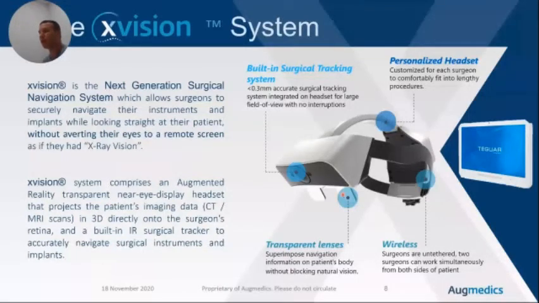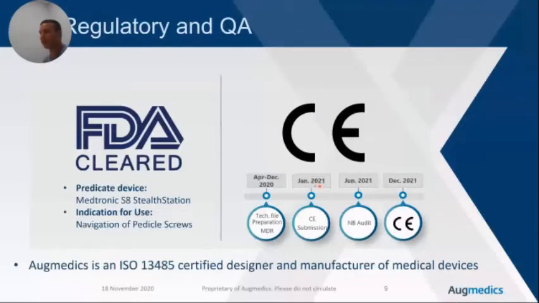So we got our FDA clearance at the beginning of this year, in January, and we are working on another CE certification. So as you know, we are a medical device company. We need this clearance to start selling. The product is already working on the US market, and we hope to get to the European market soon.